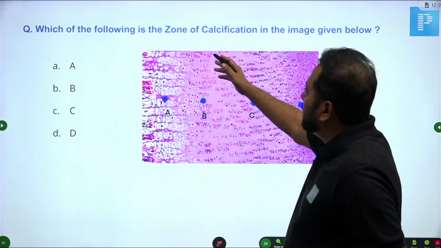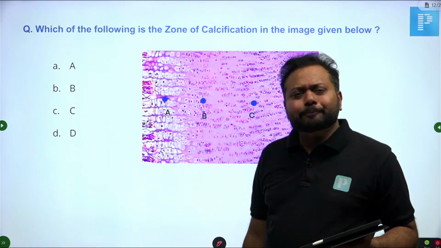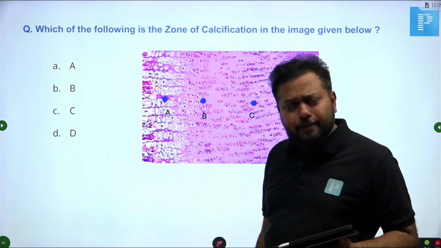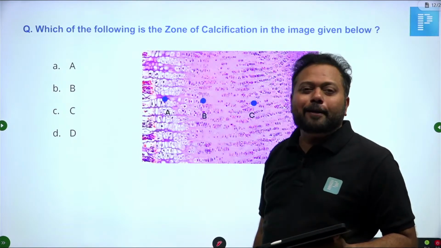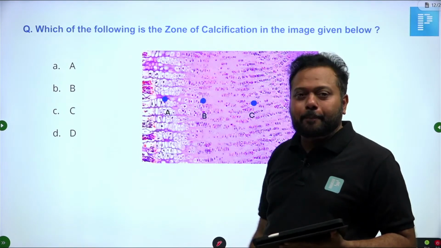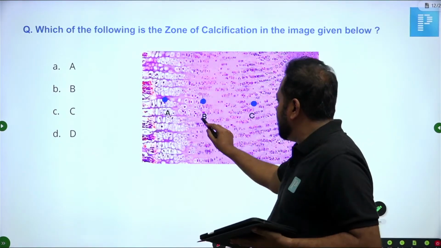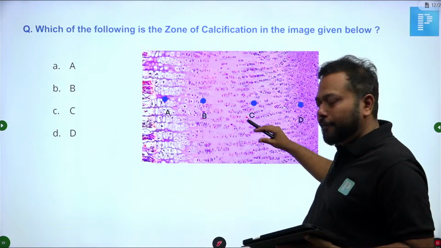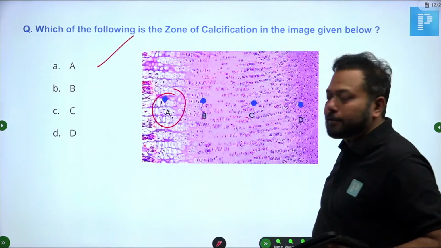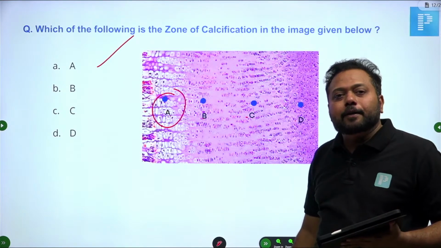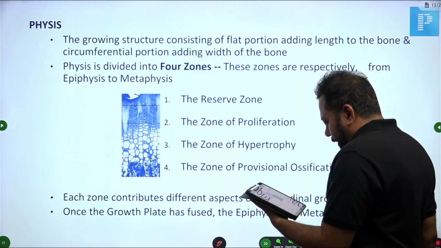Which of the following is a zone of calcification? So this is a histopathological image of a physis, growth plate. It is there, the same thing in vertical fashion. It is there in our main recording. It is there in our notes, PrepLadder notes. Which of the following is the zone of calcification in this image? A, B, C, D. They had given this in horizontal fashion. You should have that in vertical fashion. A is the zone of calcification. Provisional, it's called zone of calcification. It's otherwise called zone of provisional ossification. I will show you.